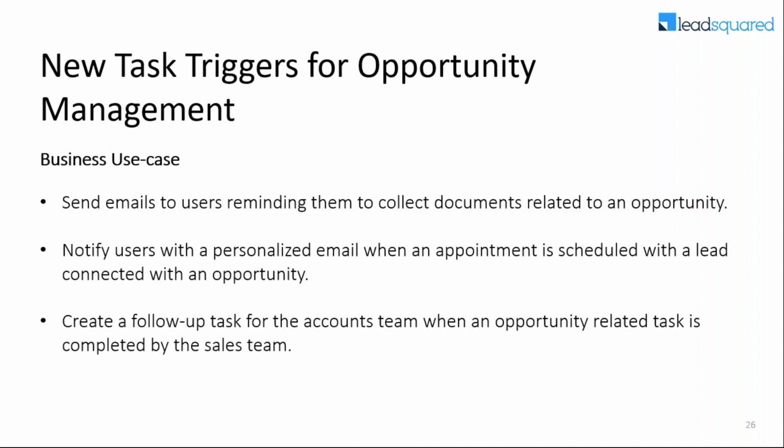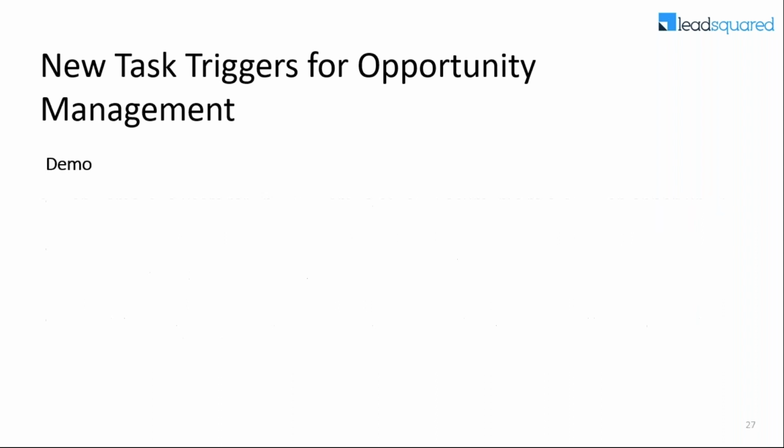Possible business use cases are sending emails to users reminding them to collect documents related to an opportunity, notifying users with a personalized email when an appointment is scheduled with a lead connected with an opportunity, or creating a follow-up task for the accounts team when an opportunity related task is completed by the sales team. So all these use cases can be covered by the single automation that is available now.